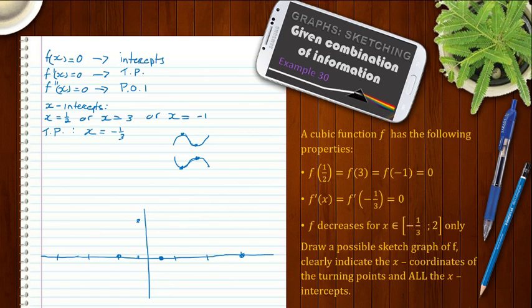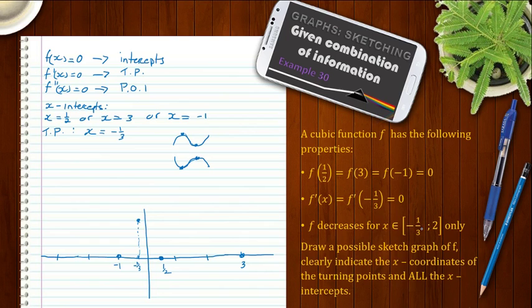So I know that now my turning point here lies somewhere above the x-axis. We don't know the y value, so we can just make a random point. But what is important, what they ask us, is to clearly indicate the x coordinates of the turning points. So this is then 1/3 there. We know this is at -1/3. This one was at 1/2, and this one was at 3.